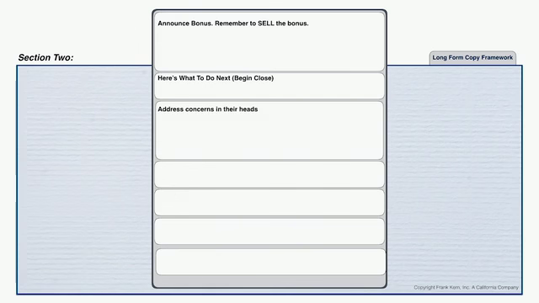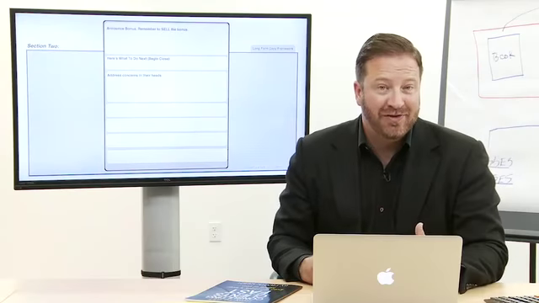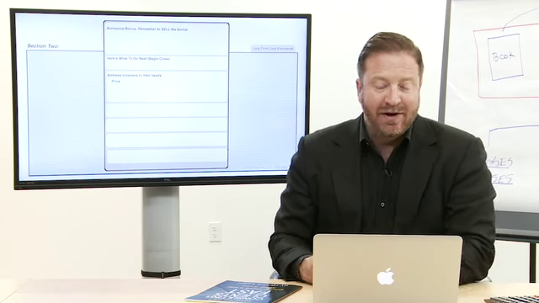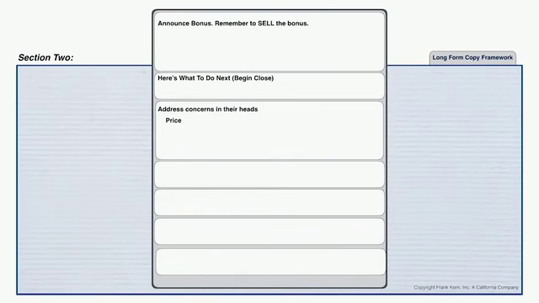So the next thing we do is we know that they're going to have concerns, so we have to address those in the next little phase here. Let me show you how we do that. Here are some of the things they could be concerned about. The price. In this case, why is it so cheap? If you're selling something expensive, why is it so expensive? If they're going to have a concern around it, you need to address it.